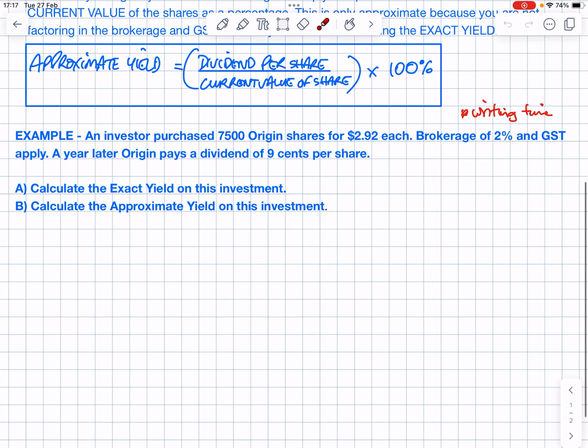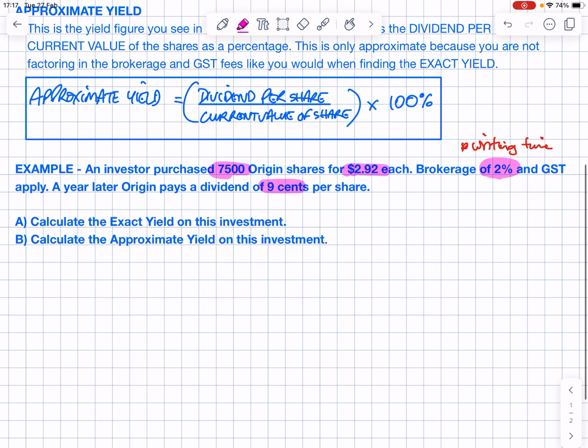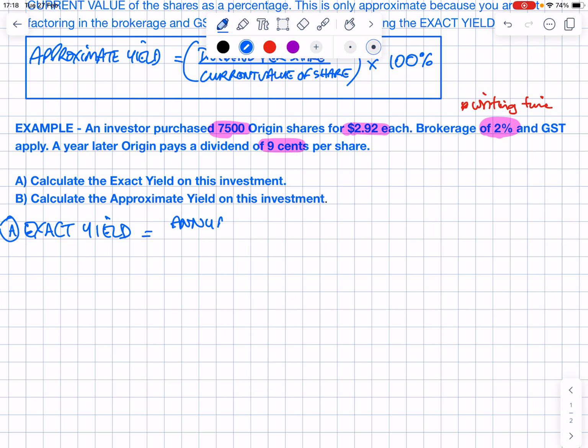Let's get into the example real quick. So an investor purchased 7,500 Origin shares, that's important, for $2.92 each. Brokerage was 2%, GST is 10%. A year later, Origin pays a dividend of 9 cents per share. Calculate the exact yield on this investment. So exact yield. So this is A, exact yield equals annual divs paid divided by the cost of buying, and all times by 100%.